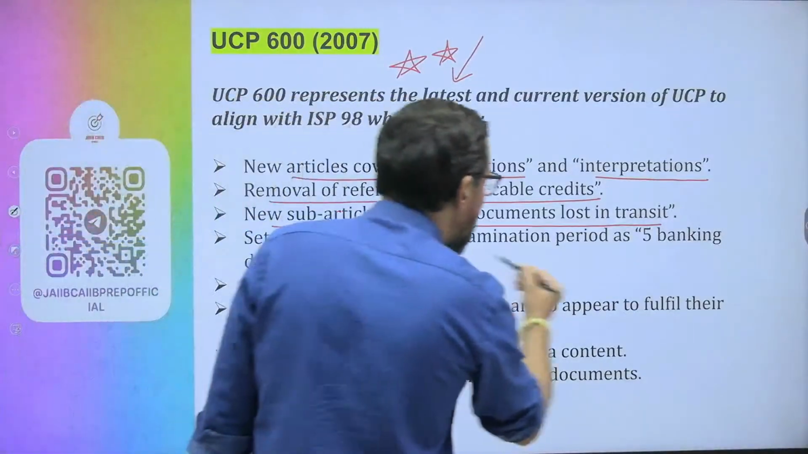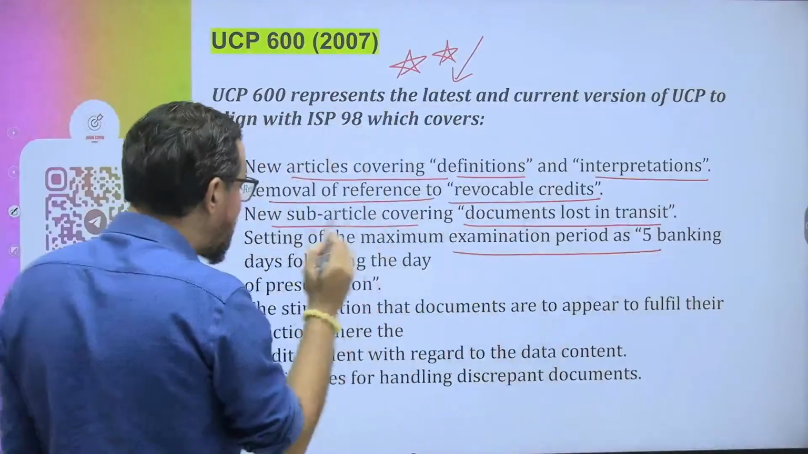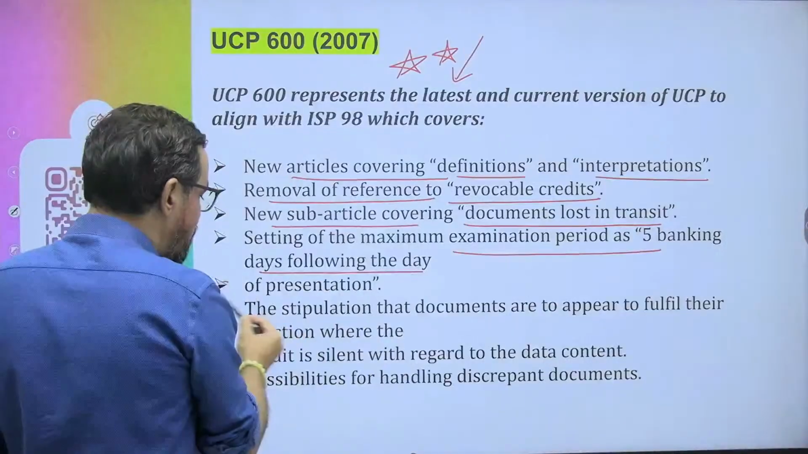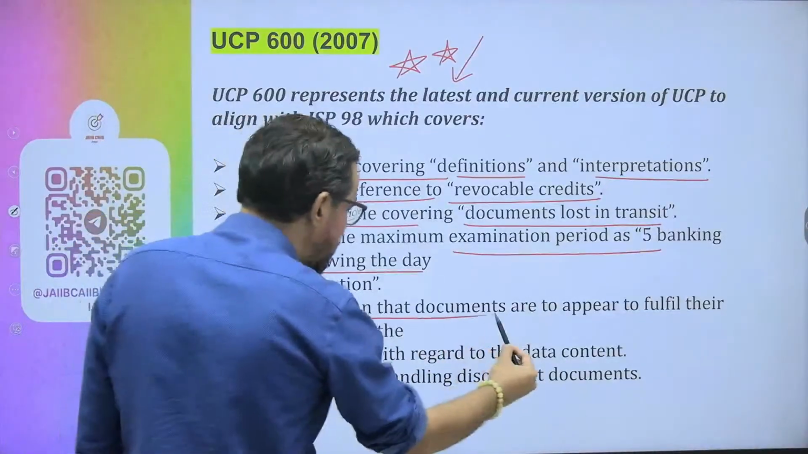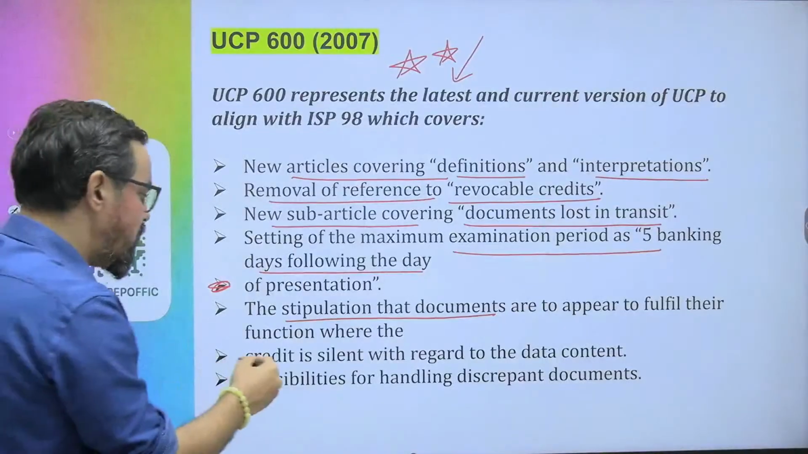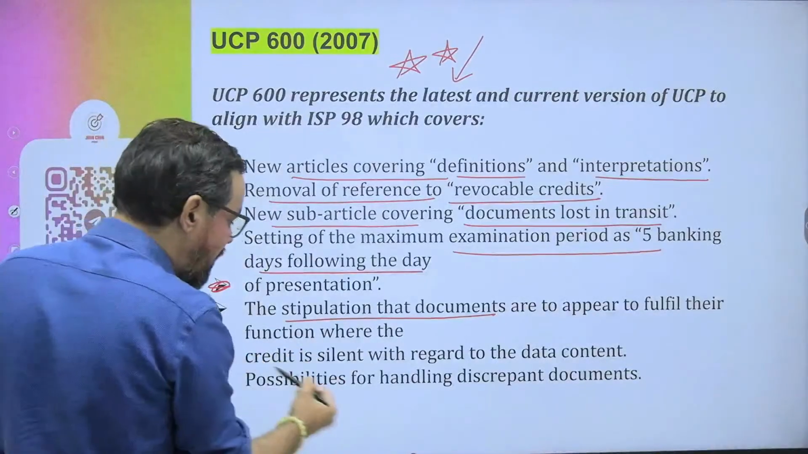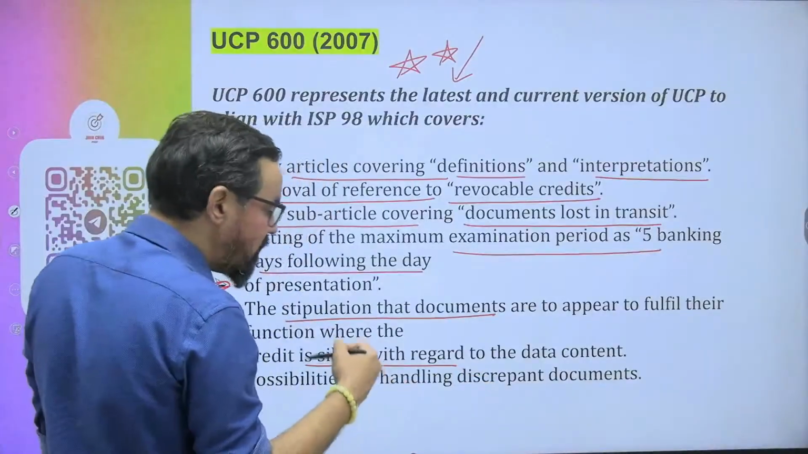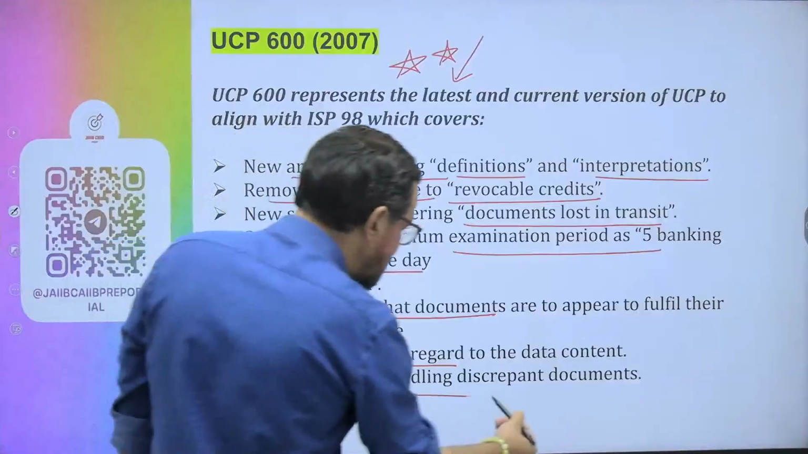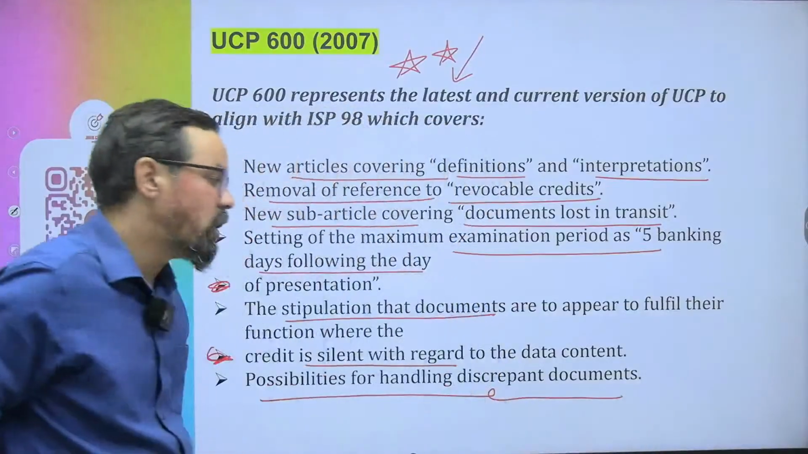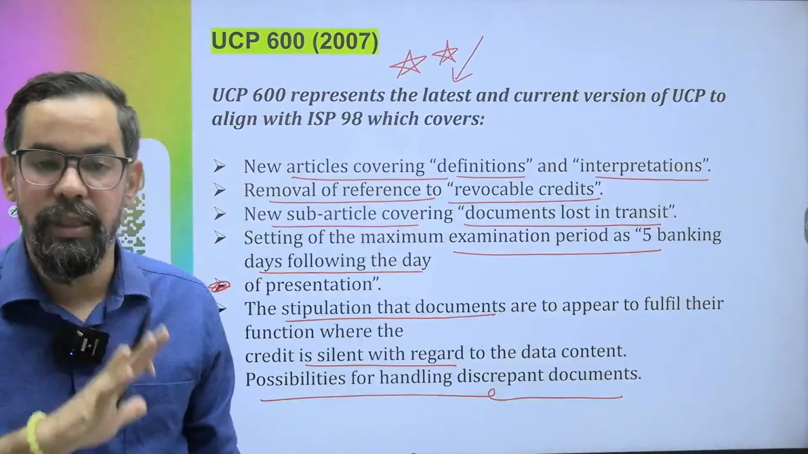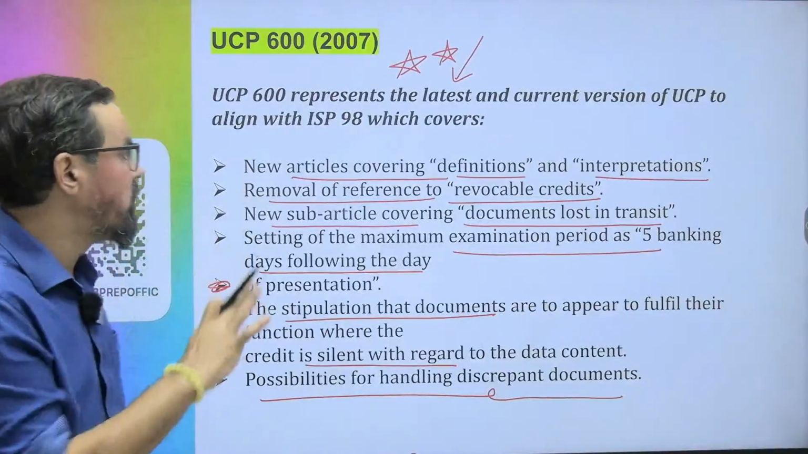Setting up a maximum examination period of 5 banking days following the day of presentation. The stipulation that documents are to appear to fulfill their functions where the credit is silent with regard to the data content, and possibilities for handling discrepant documents. So these are the new things which we introduced with the help of UCP 600.